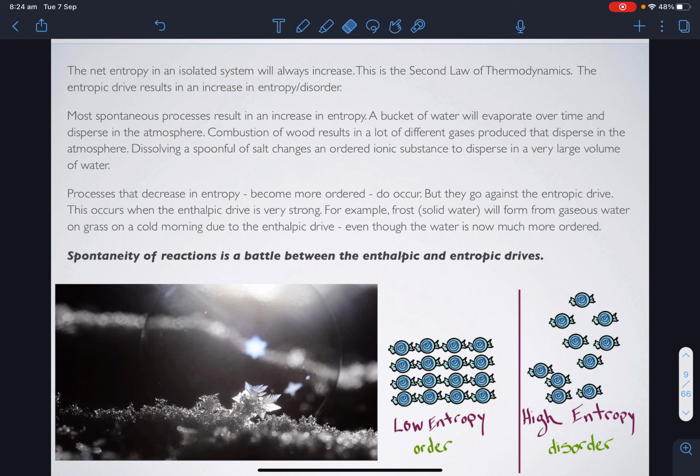So spontaneity of a reaction is a battle between the enthalpic drive and the entropic drive. It's a battle between the two. Okay? Don't know if battle's a good word. Sometimes they work together. Sometimes they work against each other. Yeah? We'll get to that.